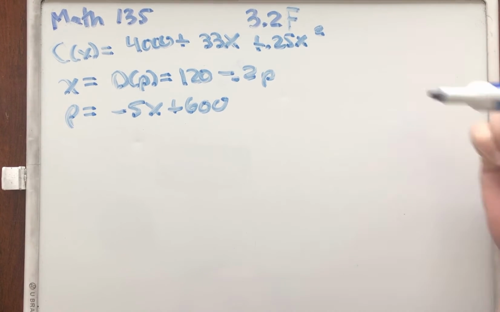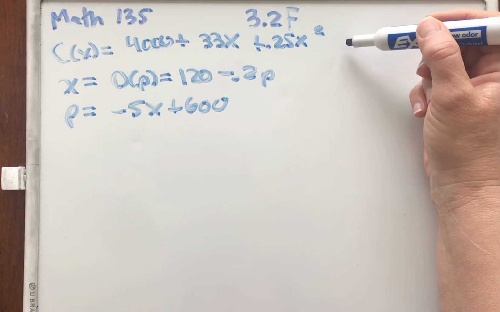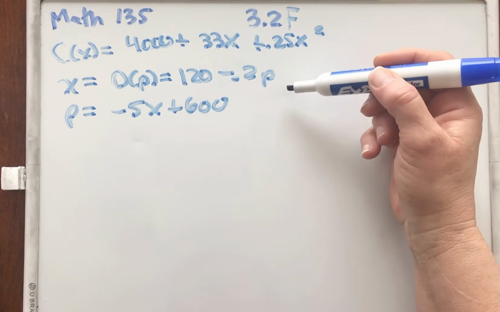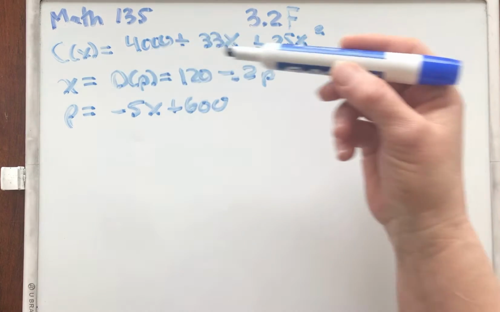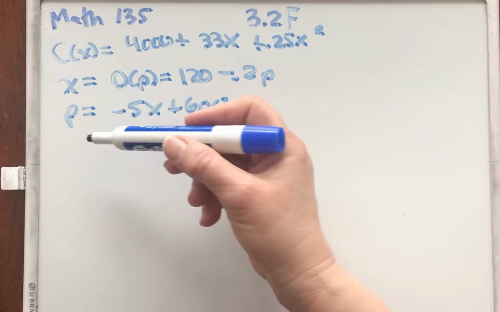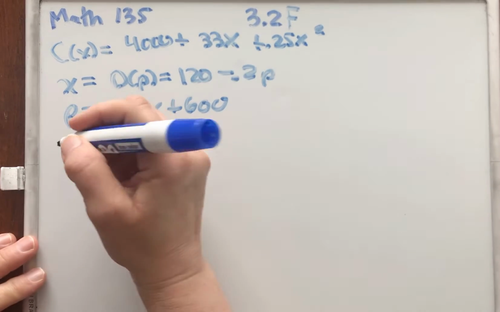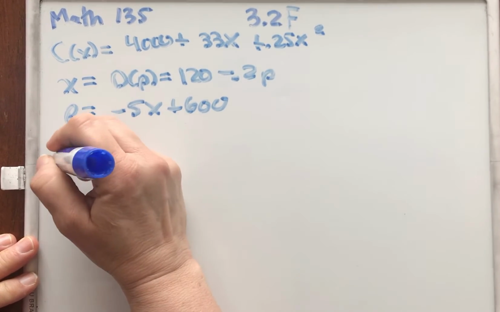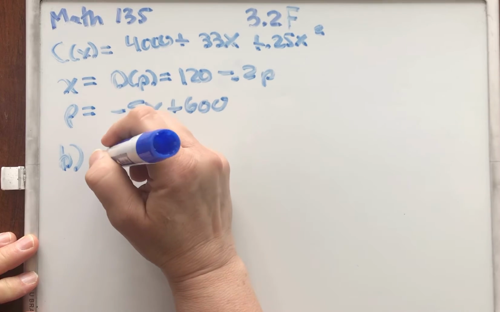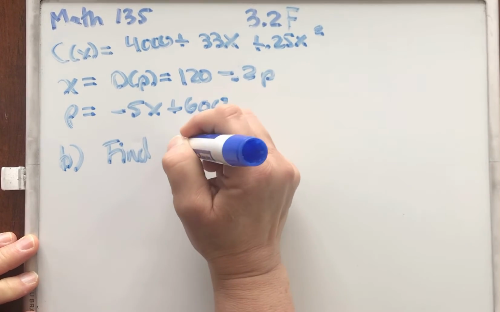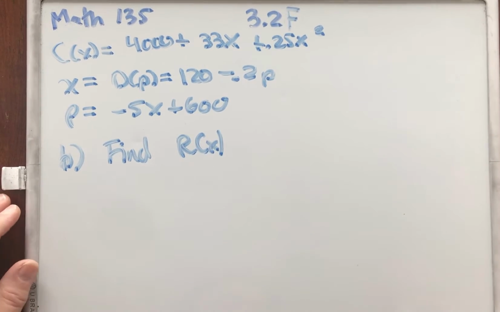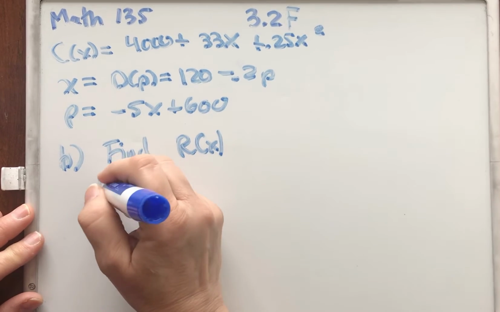3.2F. We have talked about the cost function for the microwave. We talked about where X was the number of microwaves and where P is the price per microwave. Okay, so for letter B of this same problem, we're not going to say find R of X. Well, what do we know about revenue?